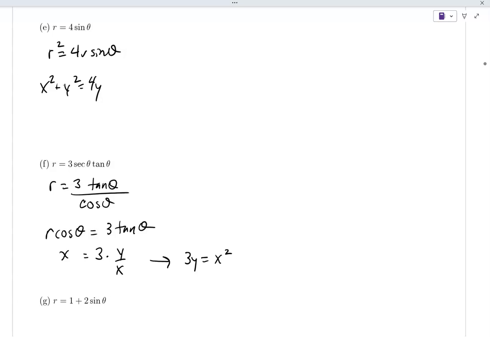Well, now that we've played around with some of these examples, let's go into trying to graph some things in polar. And we've already talked about a couple of these graphs anyway.